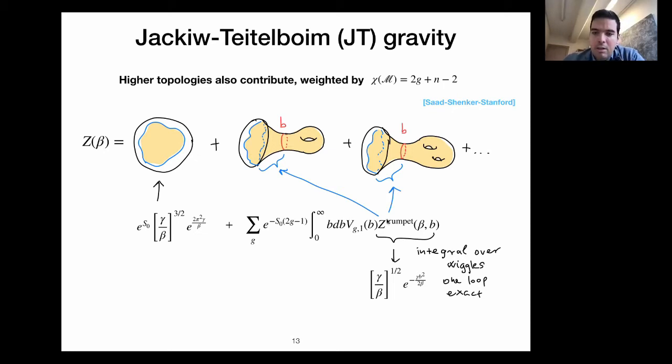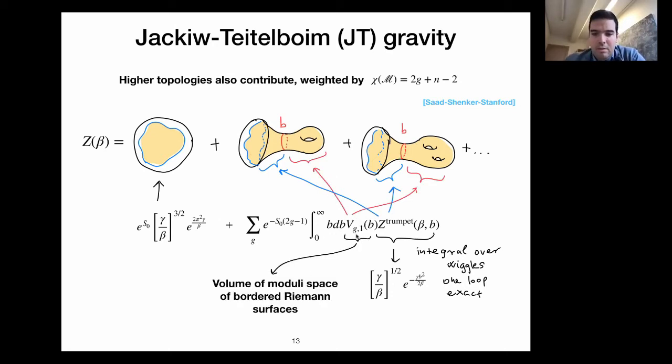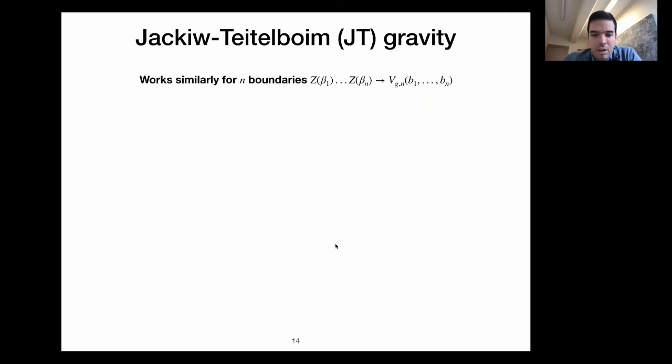Okay, so this is this part of the path integral. On this part of the path integral, you're just counting Riemann surfaces of a given genus with, in this case, one border, essentially one geodesic boundary. So you get a moduli space of surfaces here. And then the remaining thing to do is to integrate over the size of this neck, and that's this B integral. So this is the structure of the answer.